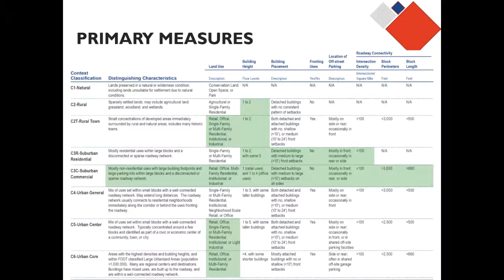Dropping that into the matrix and looking at the distinguishing characteristics, we start looking pretty quickly here at a C3C suburban commercial: mostly non-residential uses with large building footprints and large parking lots within large blocks and a disconnected or sparse roadway network. That certainly sounds like the area that we were just looking at here, so we could probably code this as a C3 suburban commercial condition.